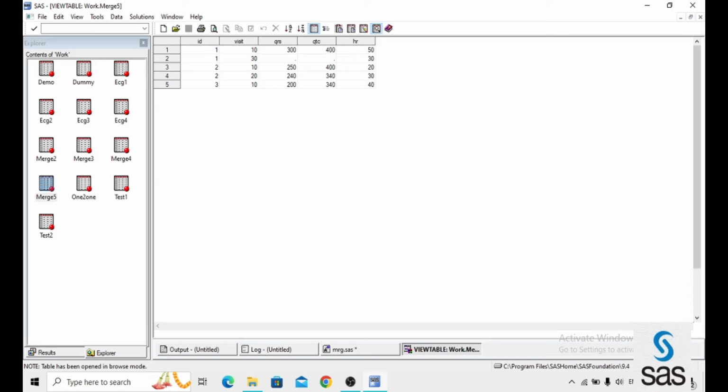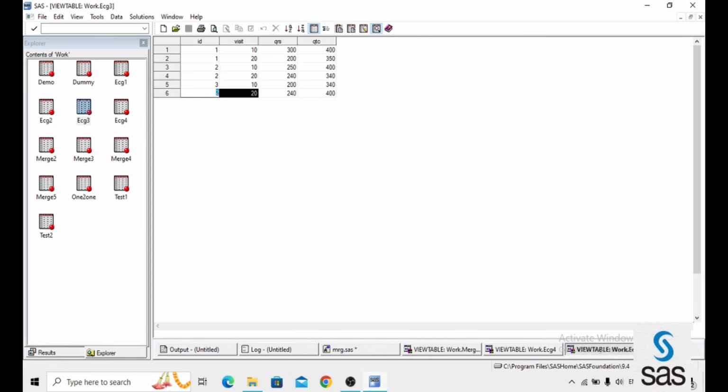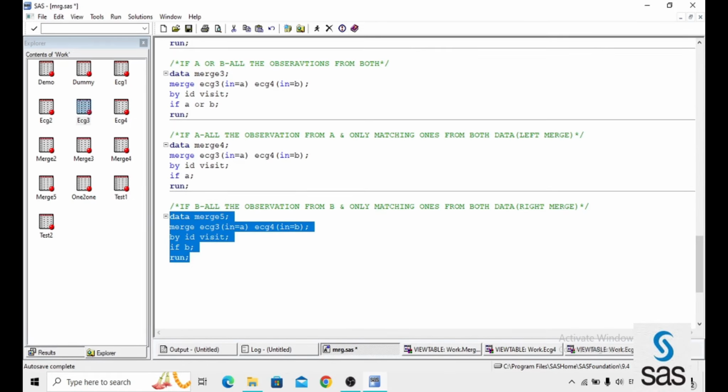Here all the observations from B, okay, 10, 10, 20, 10. There is no 320 in the ECG 4, yes, but in the ECG 3, 320 is there. But we are not getting it in the merge. Why? Because this 320 is not matching with the ECG 4 here. Okay, this is an if B.